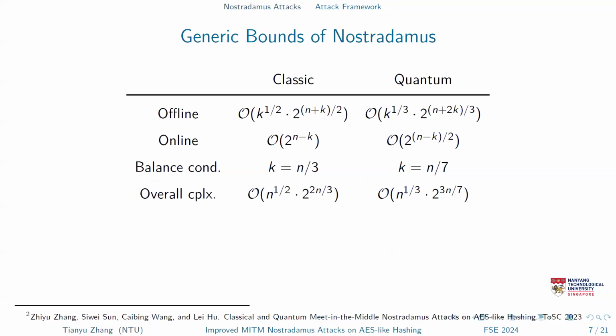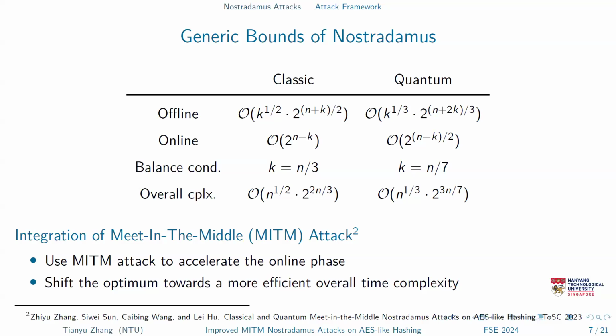The generic bound of the Nostradamus attack is given by the balance of the online phase and the offline phase. There is an important parameter k here, which denotes the height of the diamond structure in logarithm base 2. In classical, the balance condition is k equals n/3. In quantum, because the complexity is a little different, the balance condition is n/7. In a previous work, they used meet-in-the-middle to accelerate the online phase so that it can shift the optimum to a more efficient overall time complexity, and that's the intuition.